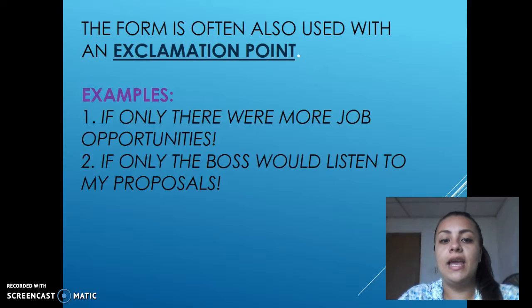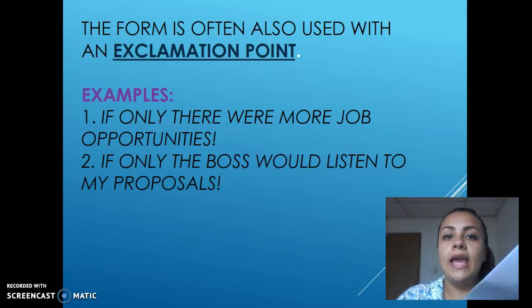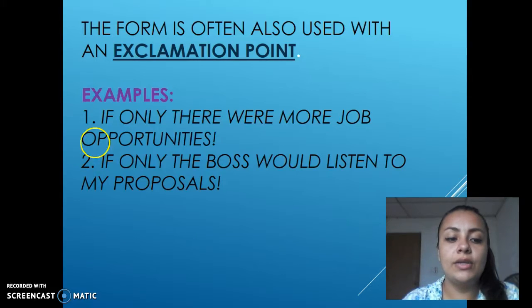The other sentence can be, if only the boss would listen to my proposals. Another example can be, if only Susan wouldn't spend so much time online. It's like you say that you use a hypothetical situation, but in the form of an exclamation point. The other example can be, if only Jeff would consider Hayden better. He's the perfect person for the job. This kind of example can be a hypothetical situation.